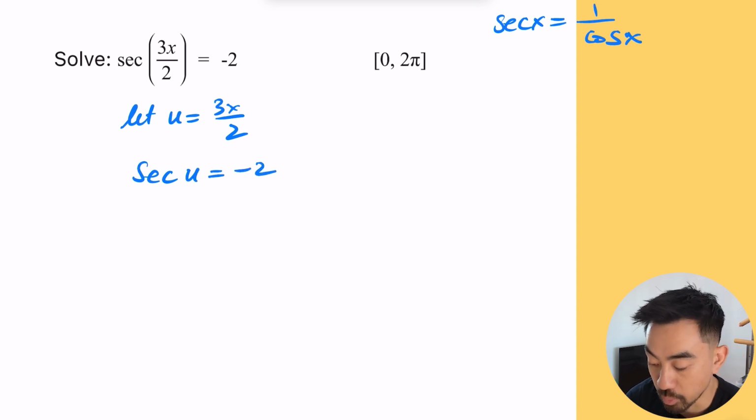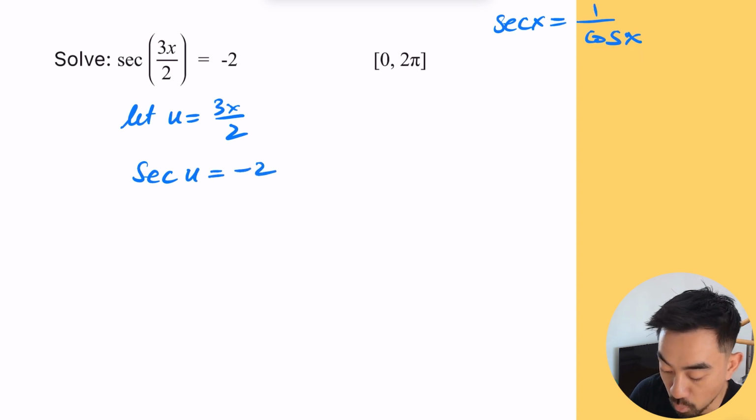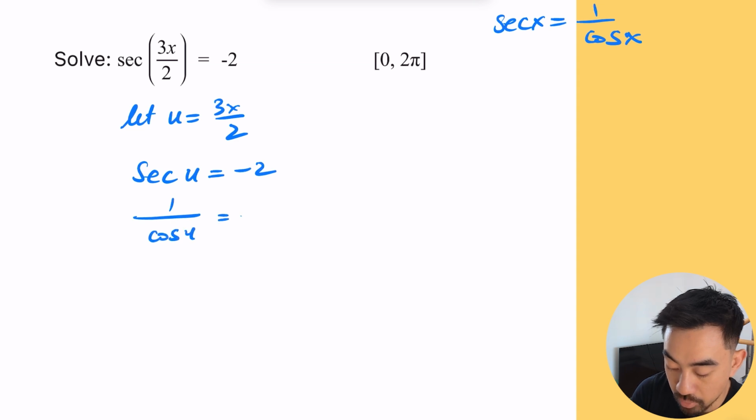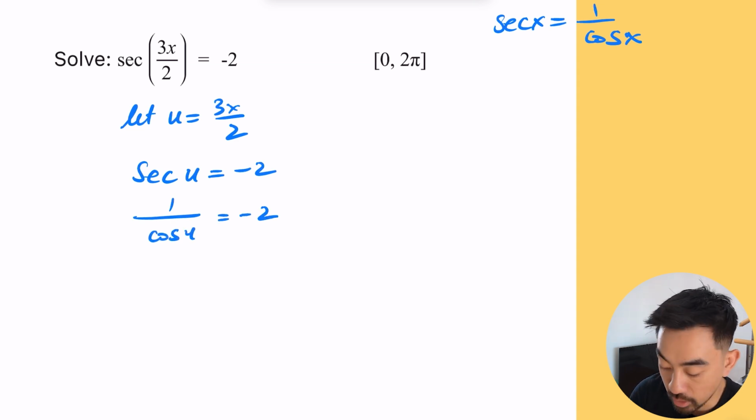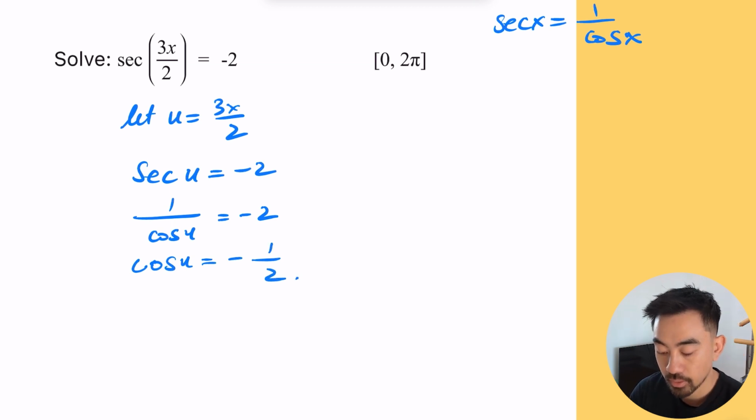Now, using the reciprocal of sec and cos, I'm going to say 1 on cos u is equal to minus 2. Okay? Let's get cos u by itself. So just switching, I should say. So cos u is equal to minus 1 on 2. And now I have something I can work with. So I can see that cos u is equal to minus a half.